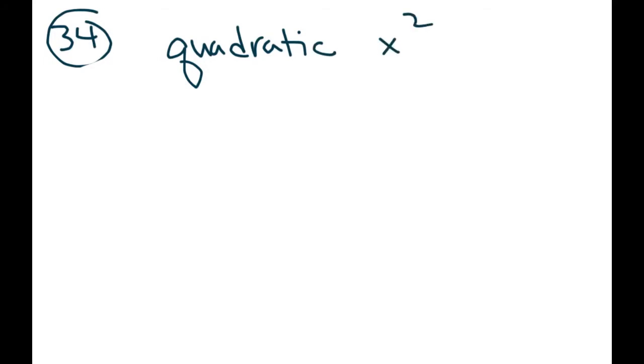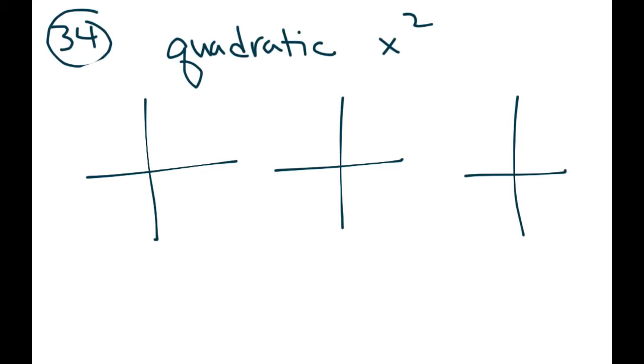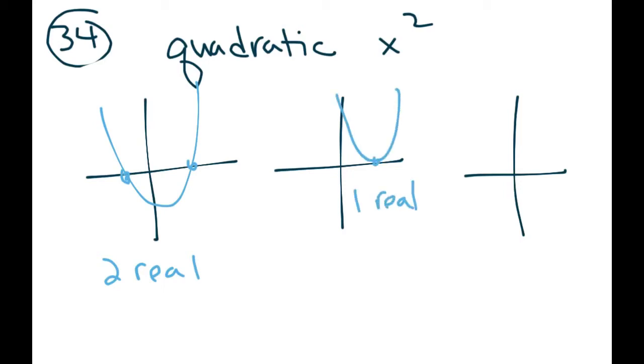Those were the ones whose biggest exponent was 2. There were 3 things that could happen. You could either have 2 real solutions, that's our 2 real. This we called 1 real, except it's a repeated root because it's not really 1 solution, it's actually 2, they're just the same. But the third thing that could happen is the graph could never hit the x-axis at all, in which we learned that it was actually 2 complex solutions, the ones with imaginary numbers.